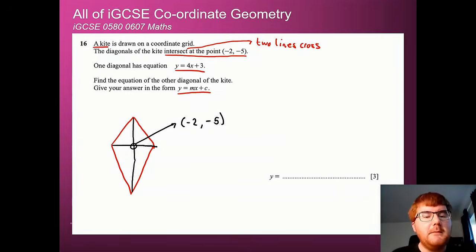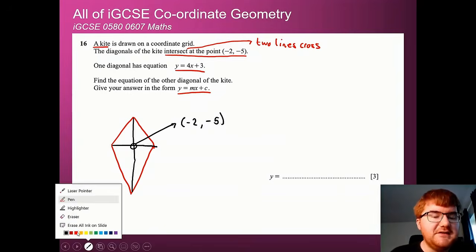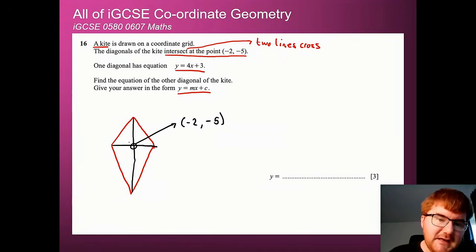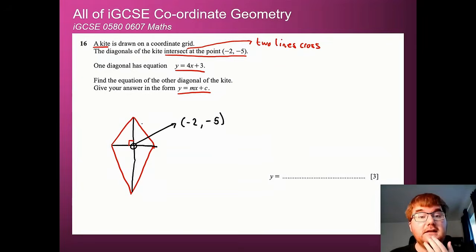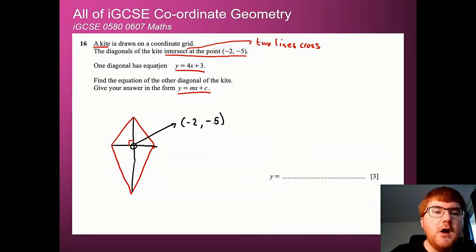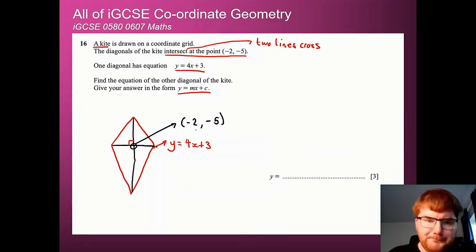One thing to remember about a kite, which is often forgotten about, is that these diagonals actually meet at a right angle, which is going to be very important for this particular question. Now we're told that one of the diagonals, again, let's just take one as an example here. Let's imagine this is the one they're talking about. Again, not to scale. Okay, this is y equals 4x plus 3. And we want to work out the equation of this line instead.